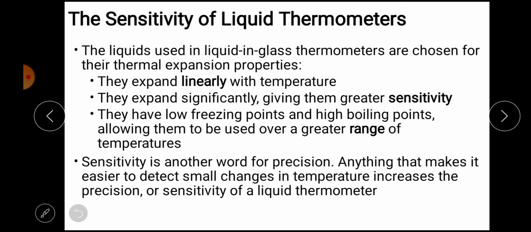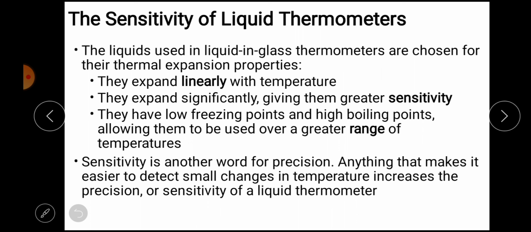So, the sensitivity of liquid thermometers. The liquids used in glass thermometers are chosen for their thermal expansion properties. One, they expand linearly with temperature, as we've said. And two, they expand significantly, giving them a great sensitivity. So we cannot just use any liquid. There has to be a liquid which expands significantly, like mercury.